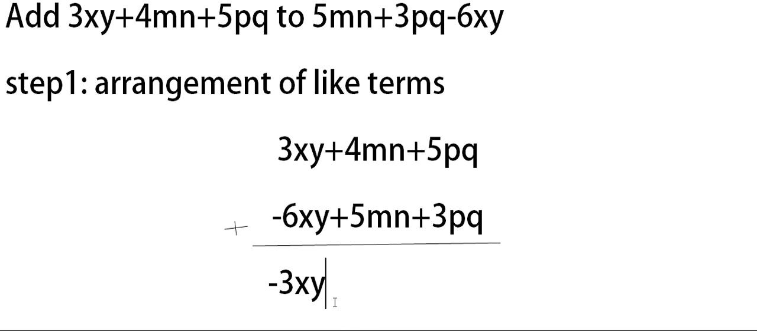Next is plus 4 plus 5. So plus plus is plus. So 5 plus 4 is 9, so it will be 9mn. The third is plus 5 plus 3. So plus plus is plus. So 5 plus 3 is 8pq. So this is the answer, the answer that we get after adding these two expressions.